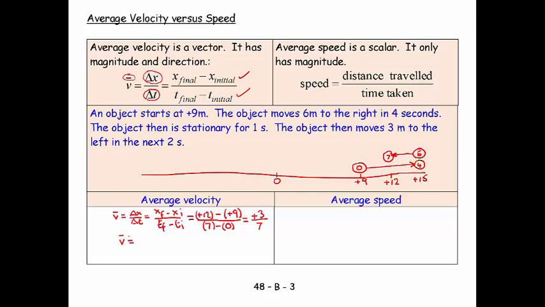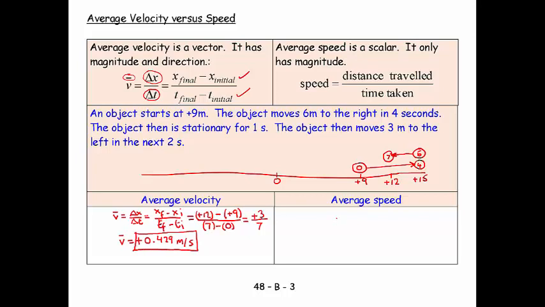So my average velocity is 0.429, and notice it's a positive. I like to put the positives in. That means it's moving to the right, and I'm always sure to put my numbers in. So that's meters per second.